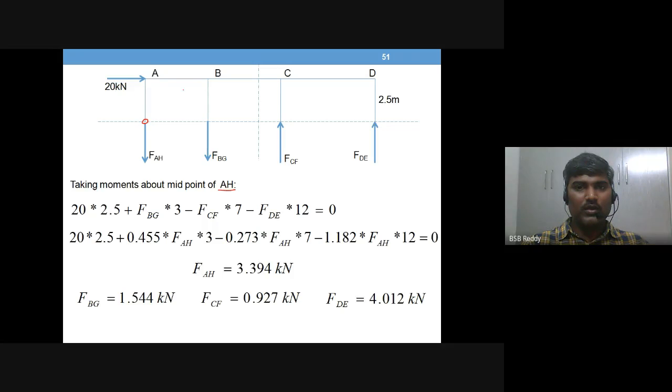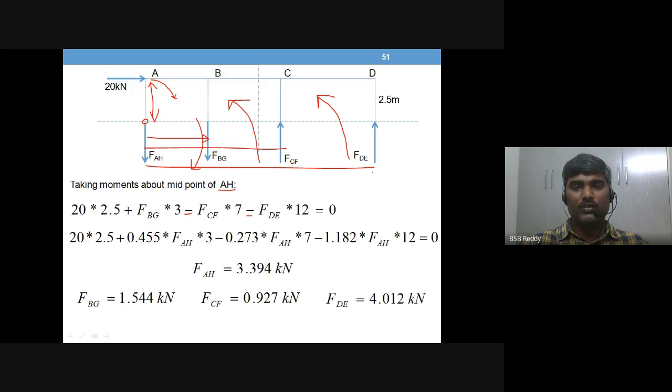20 into this distance, 2.5, that is 5 by 2, 2.5, clockwise. FBG into this distance, which is 3, clockwise. Both are clockwise. And these two are anti-clockwise, FCF and FDE. That's why they are minus, into 7, this distance, and this distance is 7 plus 5 again, 12, equal to 0.